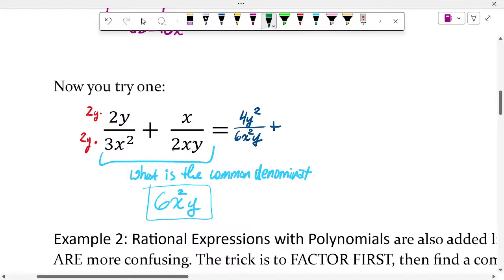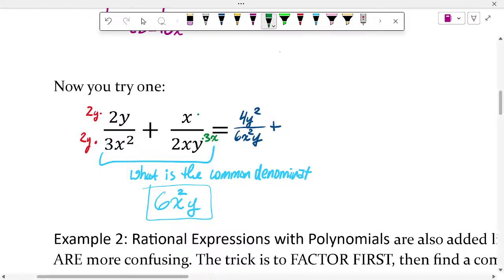Now, what has to change here? We need to turn the 2 into a 6. What are we going to have to multiply by? 3. Then we need to turn the x into an x squared. What are we going to have to multiply by? X. Not x squared, because we already have 1. We just need 1 more. And then we have a y, and we want it to be a y. Do we need to multiply by anything? No. So 3 will turn the 2 into a 6. X will turn the x into x squared. And we don't need anything to make the y be a y.